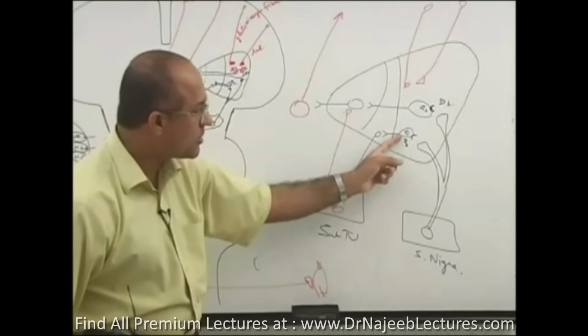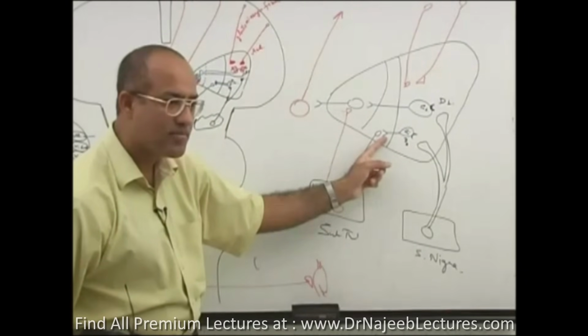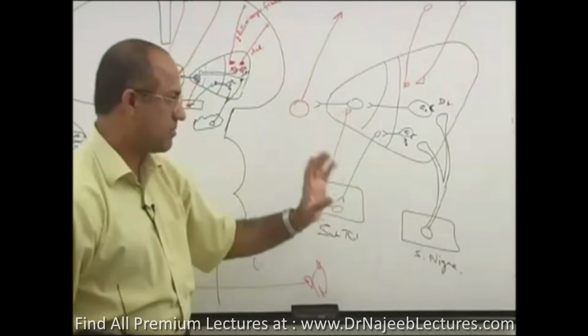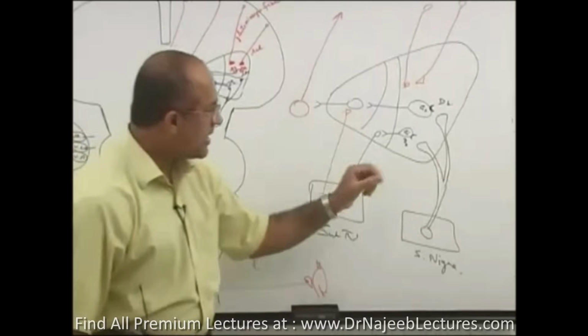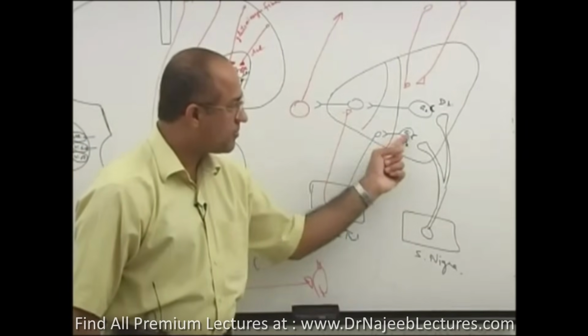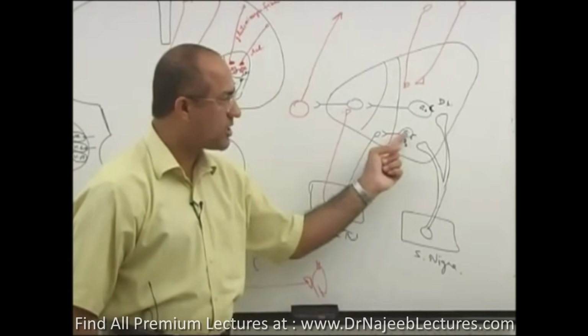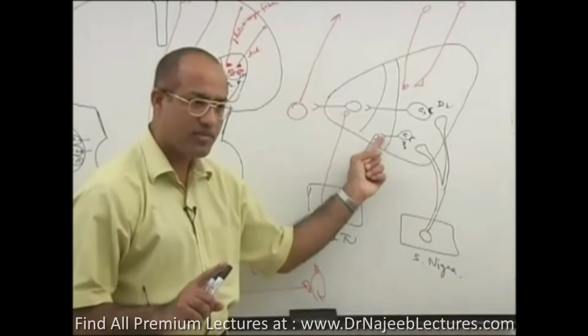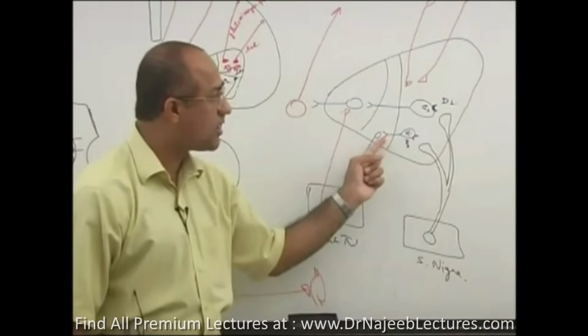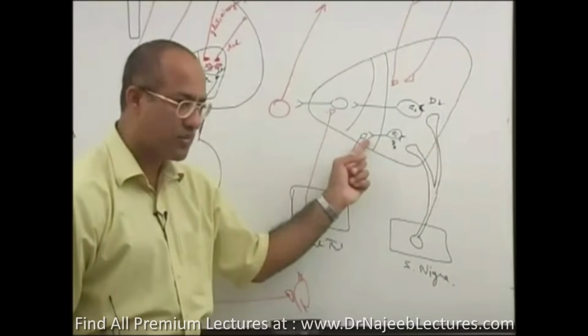When this neuron gets inhibited, will it release GABA? No. Attention. Look at this neuron carefully. This neuron is a GABAergic neuron. What is this? When it has an action potential, from its terminal it releases GABA.